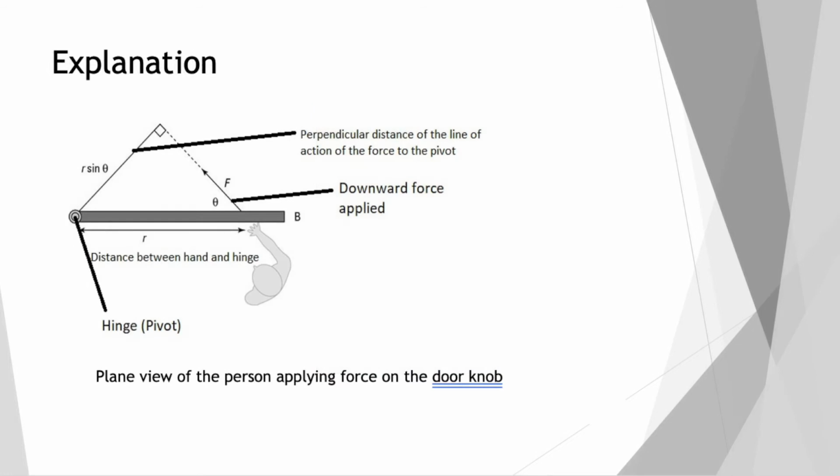We can actually simplify the model of the doorknob into the diagram shown below. The hinge of the doorknob can be represented as the pivot. The distance between the position of the hand and the pivot is denoted by R, meaning that the perpendicular distance of the line of action of the force is given by R sine theta.